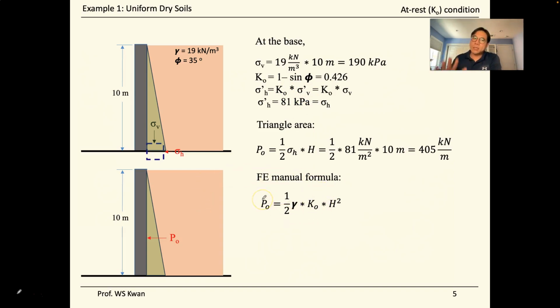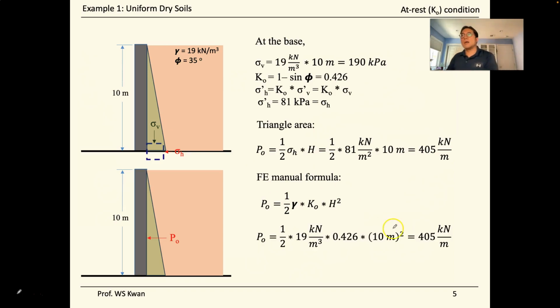So when you have a single uniform soil profile, it is okay. If you want to save time, you can directly use this formula here, 1/2 the unit weight of the soil times K naught times h squared. That gives you the same result as going through my recommended procedure. You find the area of the stress diagram first, and that area is P naught.